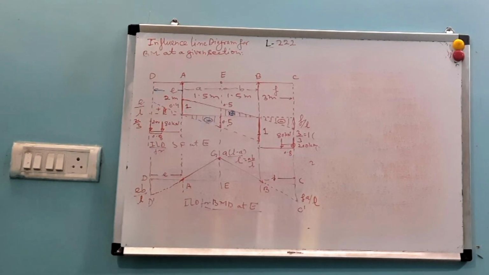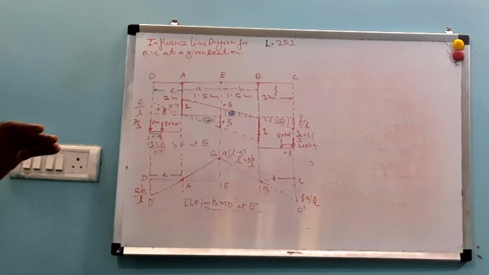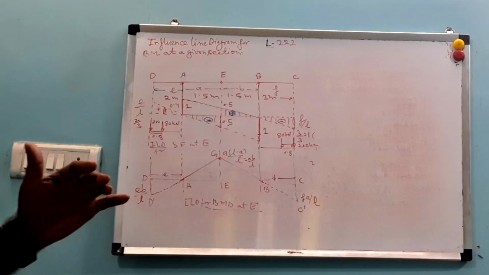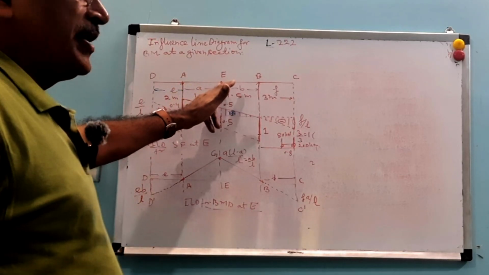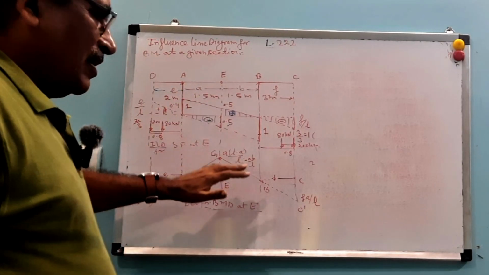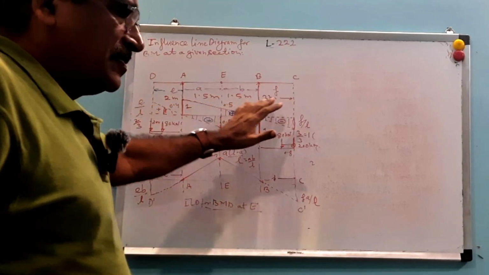Let us take lecture 222. In this lecture, we'll try to draw the maximum BMD with respect to point E for this girder.